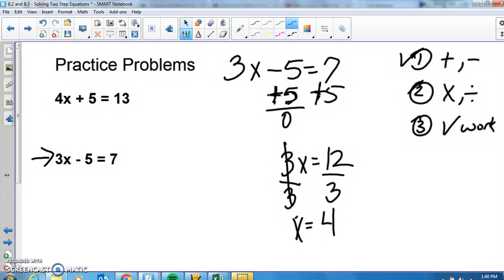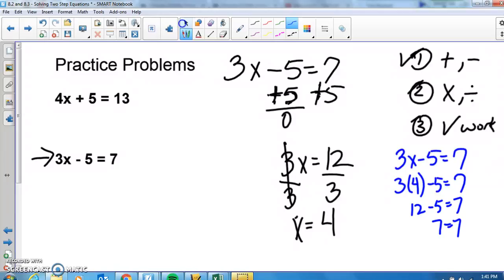So I'm going to go over here on the right-hand side, change the color, and do 3x minus 5 equals 7. A lot of you can do this in your head. You don't have to write it down, but I do encourage you to check your work just because you can guarantee if it's right or wrong. 3 times 4 is 12. 12 minus 5 equals 7. 7 equals 7, so that's correct, which means x equals 4 is your correct answer. So we take care of all 3 steps.